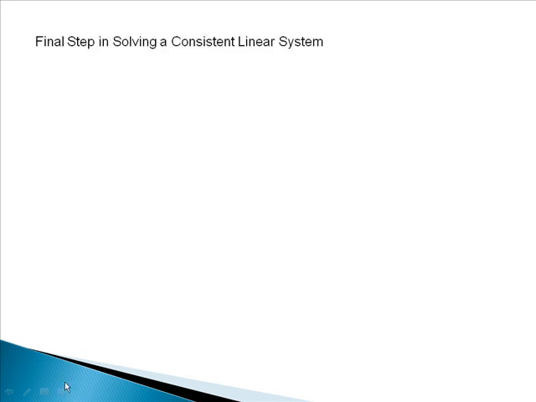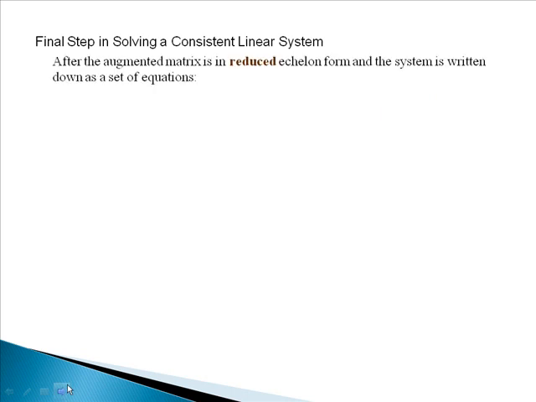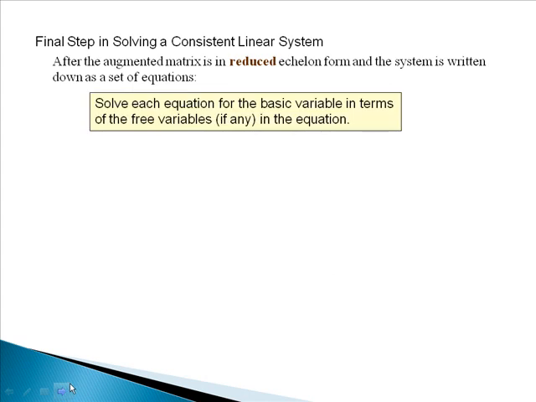The final step in solving a consistent linear system, after the augmented matrix is in reduced echelon form and the system is written down as a set of equations, is to solve each equation for the basic variable in terms of the free variables, if there are any, that are in the equation. So let's look at example 4. What we want to do is solve the equation for the basic variable in terms of the free variables.